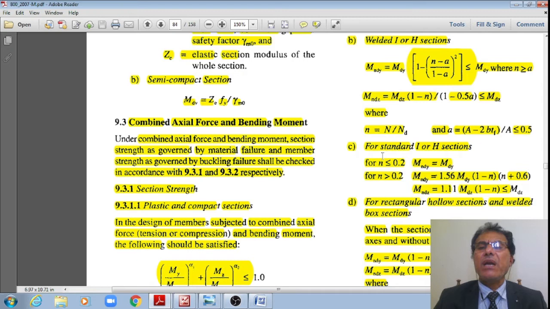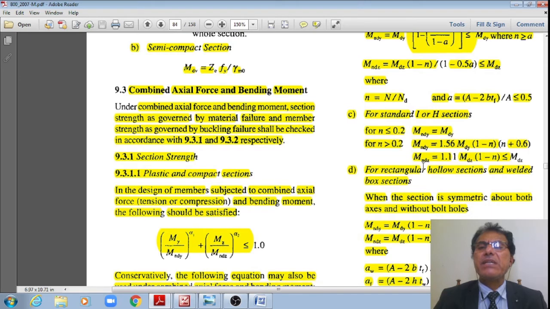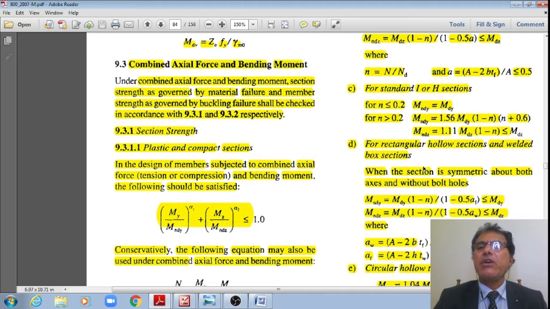For standard I or H sections, for n less than or equal to 0.2, Mndy is equal to Mdy. For n greater than 0.2, Mndy is equal to 1.5 Mdy multiplied by 1 minus n, and Mndz is equal to 1.11 Mdz multiplied by 1 minus n, should be less than or equal to Mdz.